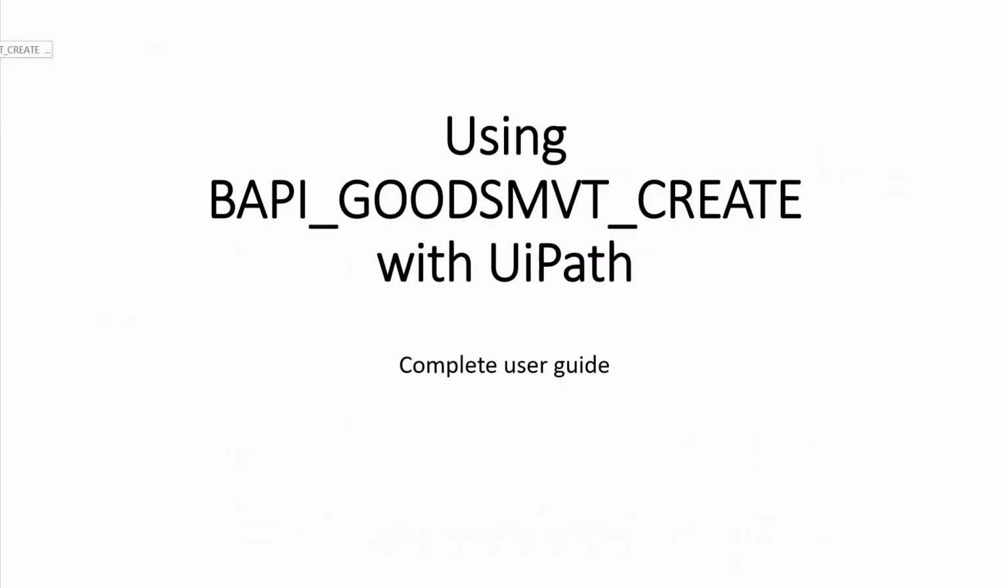So this was it for the complete user guide of running BAPI goods movement create in UiPath. If you want to run a different BAPI, most of what has been said in this video still applies. The only piece that would differ is getting authorization for that particular BAPI and getting the expected fields from that BAPI, either from an internet resource or from an ABAP consultant.